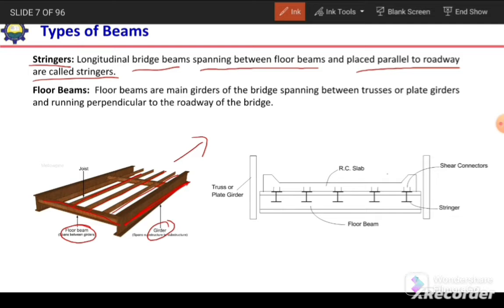So here we can see, here we have a deck slab. So these are stringers which are running parallel to the roadway, and these stringers are resting on the floor beam, and these floor beams are resting on the girders or trusses. And these girders or trusses are spanning between the embankments or between the columns.